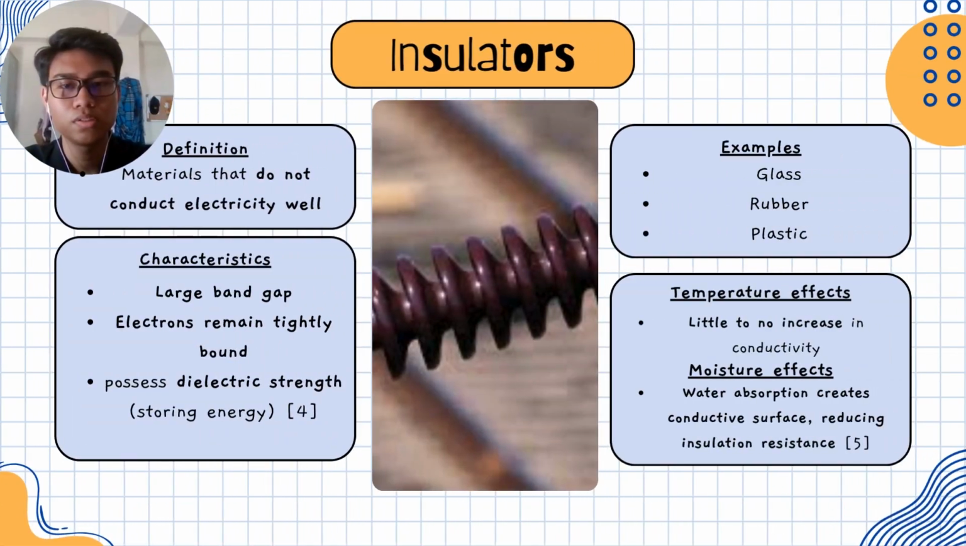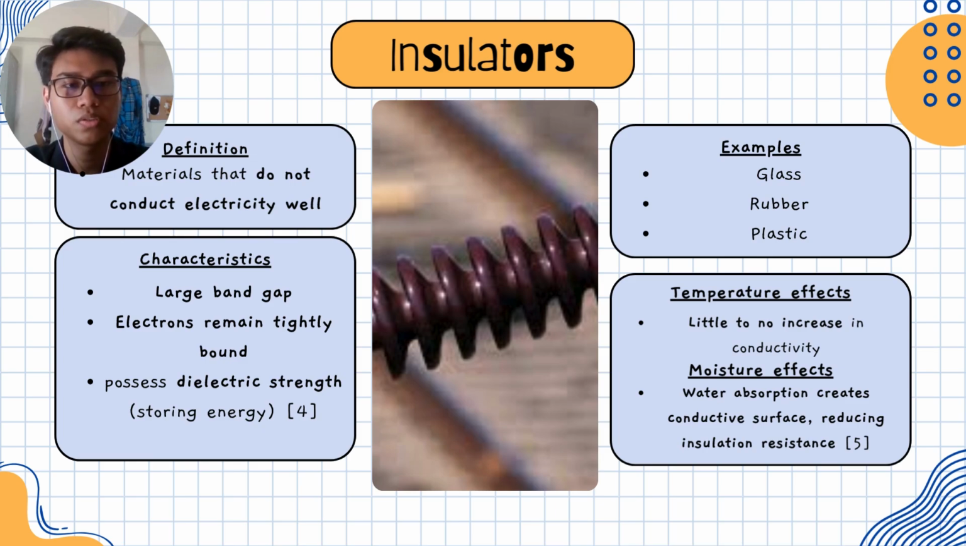And finally, we have insulators. Insulators are materials that do not conduct electricity very well. Because of this, they have a very large band gap, which requires much more energy to move electrons from the valence band to the conduction band. The electrons in insulators remain tightly bound, so there are no free electrons moving around, and insulators have dielectric strength, which is the capability of storing energy.